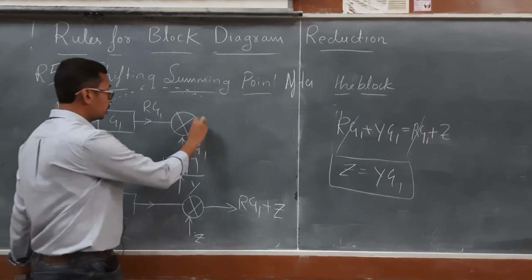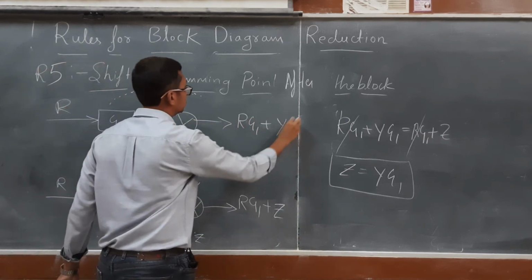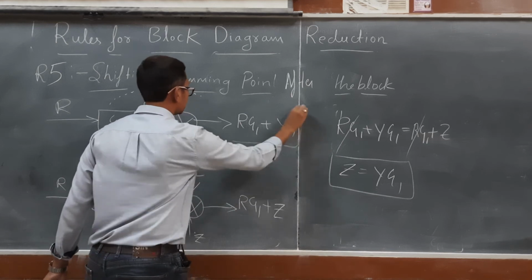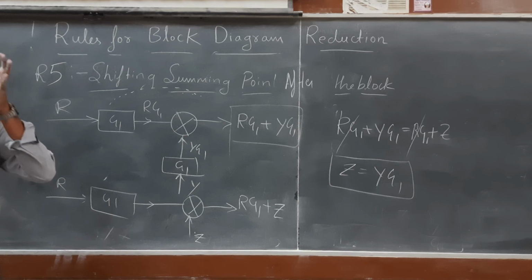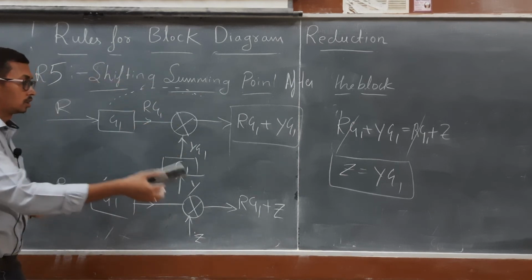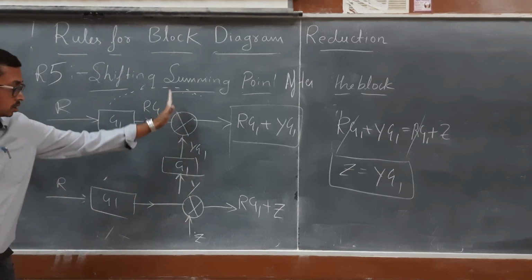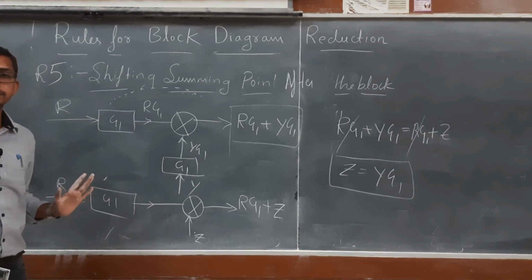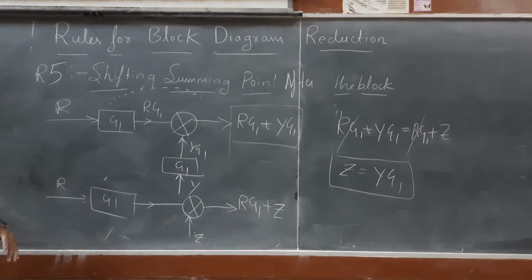So what will be the output? RG1 plus YG1. So this is what is required. Therefore, whenever we are going to shift the summing point after the block, we need to add the same block to this summing point signal. Okay, so this is rule number 5.